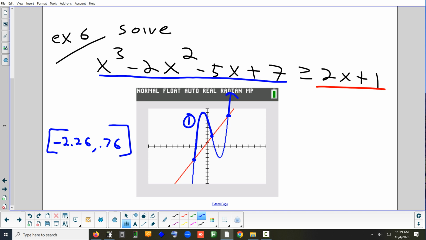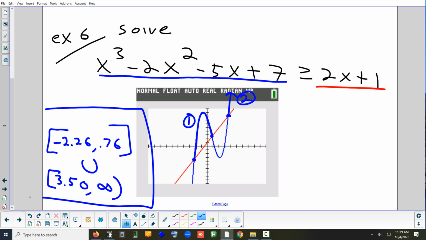So that describes the x values you can pick to stay in interval 1. Or, now we need to describe the x values for interval 2. 3.5. You have one more decimal? 3.50? Okay. So 3.50 is the lowest. Can we include it? Yes. And what's the highest x value you could pick and still stay in section 2? Infinity. Yep. Any questions on that?